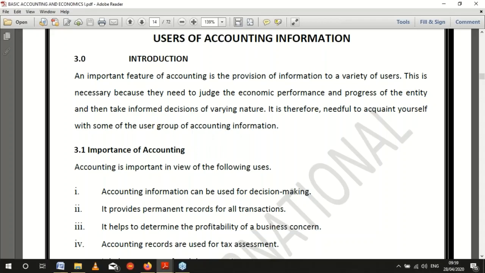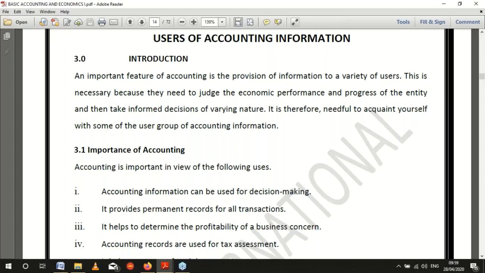Then we look at number 3, the periodicity concept. That means the results of a business unit cannot be determined with precision until it is finally liquidated. So users of accounting information require that the business be divided into periods, usually 1 year. That means from January to December. And at the end of December, every business must file their statement of account.